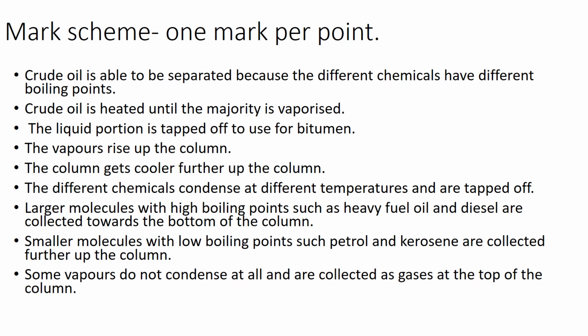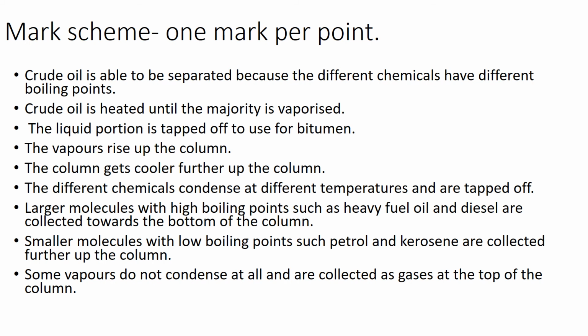So, 1 mark per point for any of these. First one, crude oil is able to be separated because the different chemicals or the different hydrocarbons have different boiling points. The crude oil is heated until the majority of the hydrocarbons are vaporized. The part that remains a liquid is tapped off to use for bitumen for the roads. The vapors rise up the column. The column gets cooler the further up the column you go. The different chemicals or hydrocarbons condense at different temperatures and are tapped off.